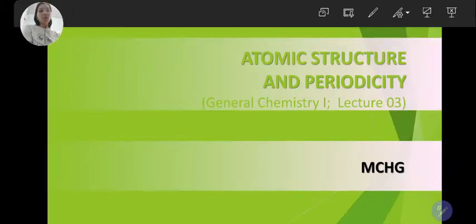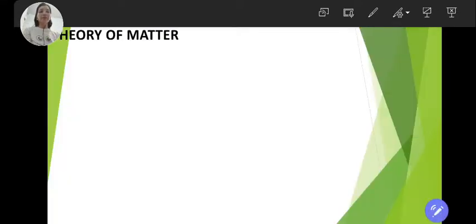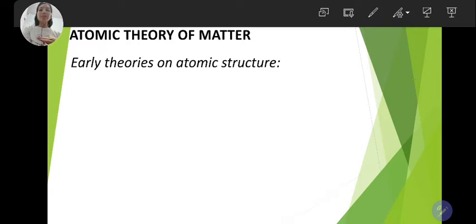Hi class, so our topic for this meeting is about atomic structure and periodicity. We will discuss the atoms and the periodic table. So i-present ko lang muna sa inyo yung mga atomic theories of matter, yung mga early theories hanggang sa mag-evolve sila at mag-arrive sila sa Dalton's atomic theory.